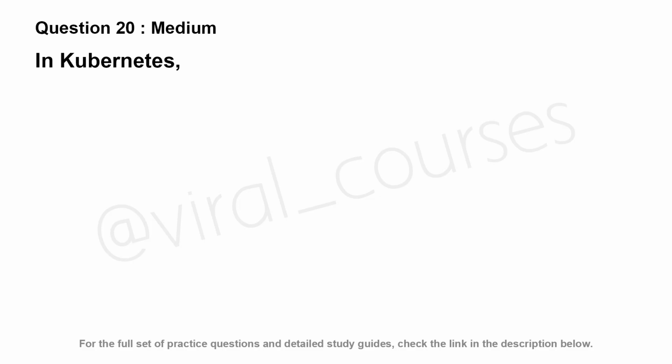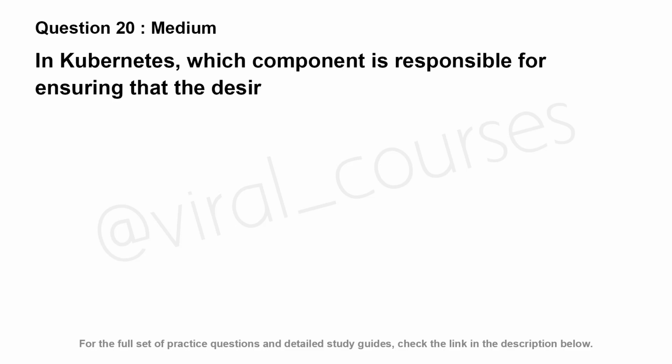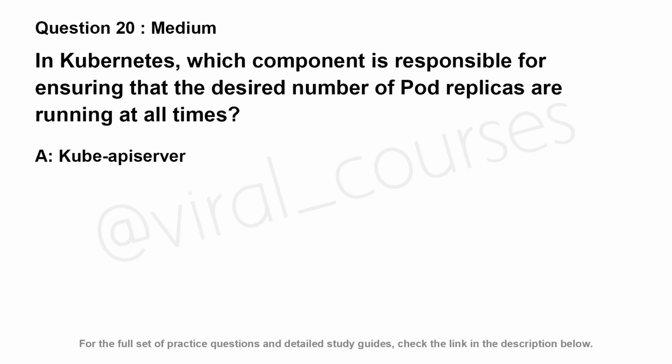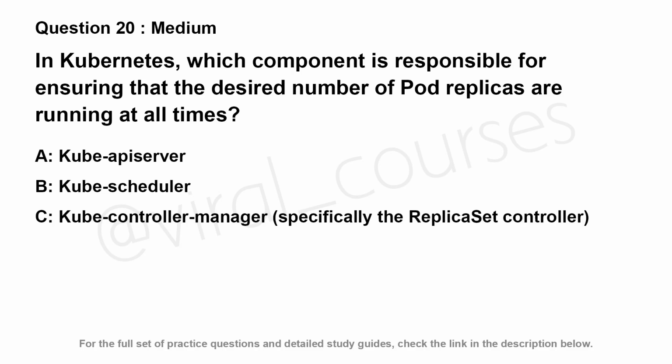In Kubernetes, which component is responsible for ensuring that the desired number of pod replicas are running at all times? Option A, Kube AppServer. Option B, Kube Scheduler. Option C, Kube Controller Manager, specifically the replica set controller. Option D, etcd.